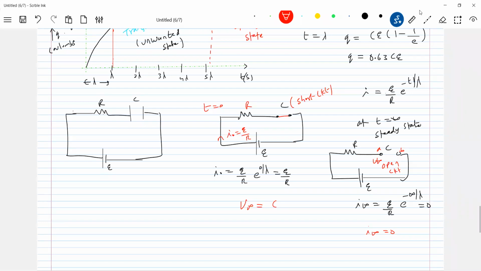I think VAB should be equal to C into VAB square by 2. And according to the KVL, what is VAB should be equal to? Should be equal to E. Can you remember writing the loop equation? I'll write it U infinity. So this should be equal to C E square by 2. This is the energy stored in the capacitor in steady state.